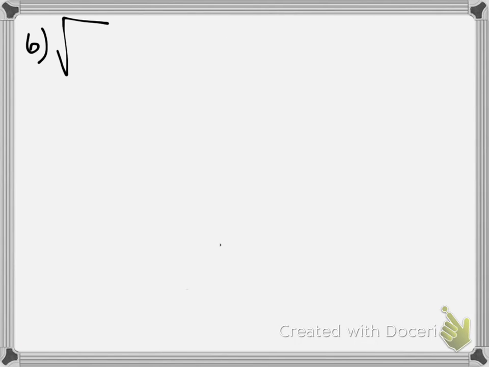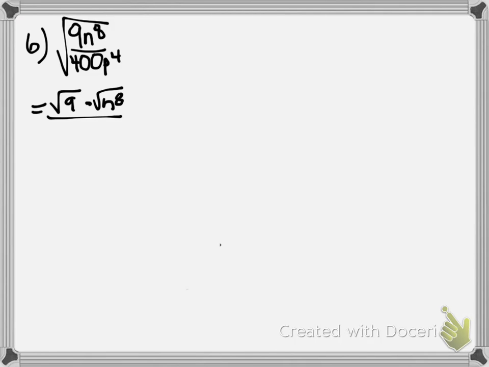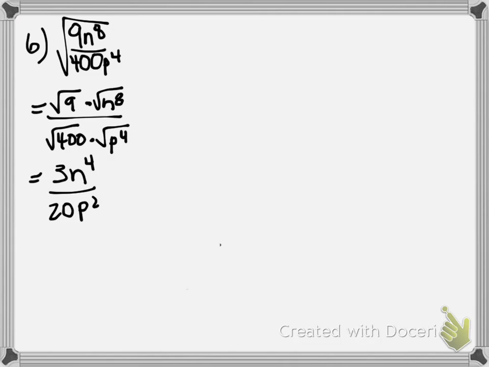How is that going to be any different? And the answer is not much. I just got to treat everybody the same. So we're going to break this down into the square root of 9 times the square root of n to the 8th all over the square root of 400 times the square root of p to the 4th. And every single one of these is a perfect square. Square root of 9 is 3. Square root of n to the 8th is cut the exponent in half, n to the 4th. Square root of 400 is 20. Square root of p to the 4th is p squared.